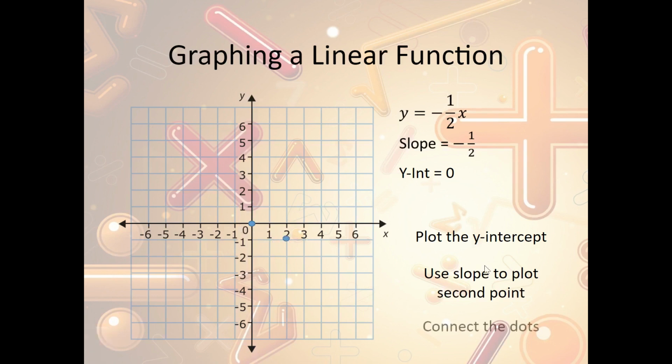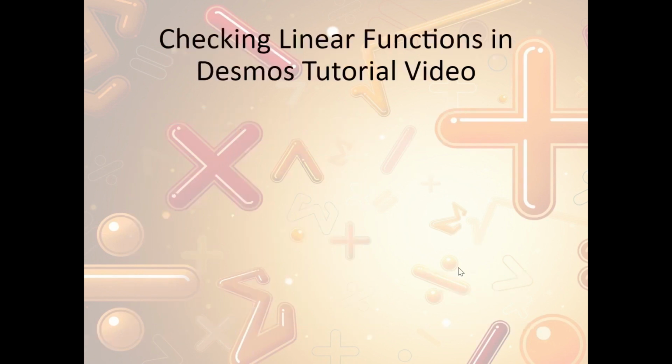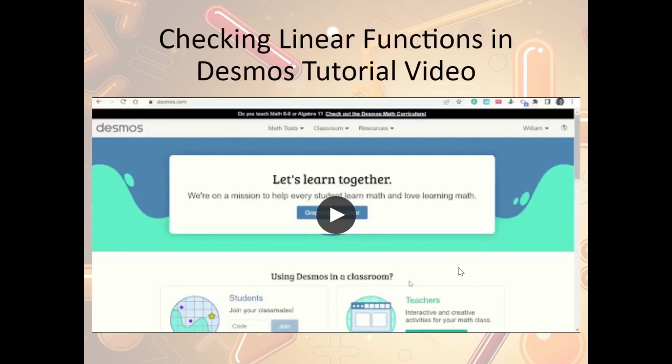The next step is just to connect the dots and draw a line between them. So I'm going to connect the dots. And now I have a linear function that is graphed that goes through 0 and has a slope of -1/2. There's a video here also that shows you how to graph linear functions in Desmos. So you can go ahead and watch that.